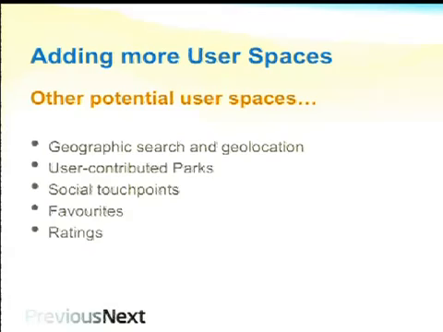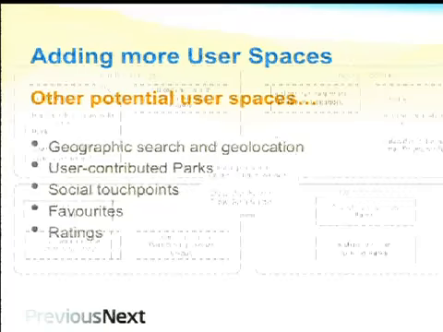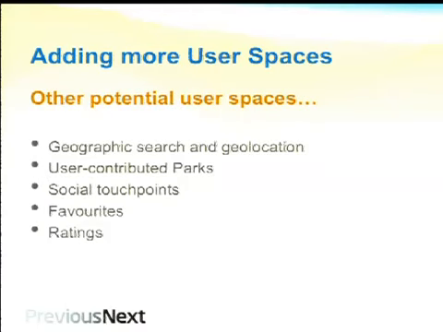There's other potential user spaces we might want with park as well. We're probably going to look at geographic search, geolocation, find me parks near me, get the information from the browser or get the user to put it in. We want to look at user spaces for contributed parks. We might want to look at user spaces for social touch points or favourites or ratings. We can determine some of this stuff from what we've got out of our user research. So there's the user-centered design part coming in. You can go back and iterate over this process anytime you like.